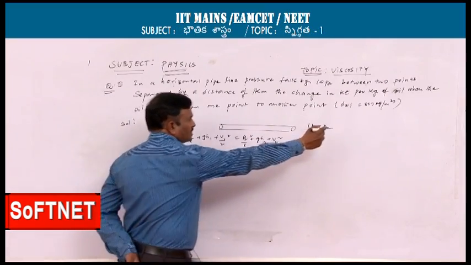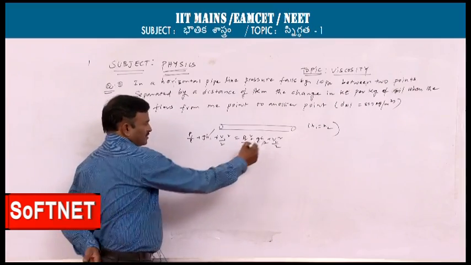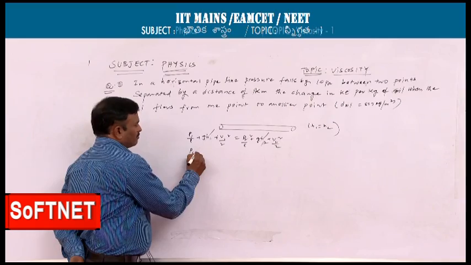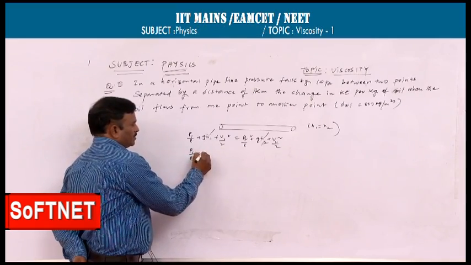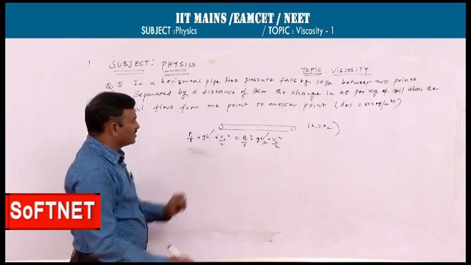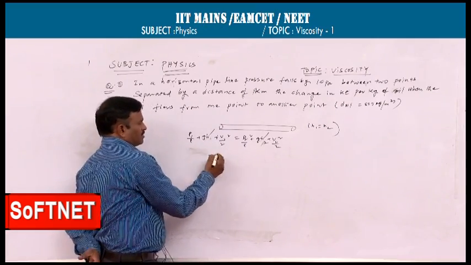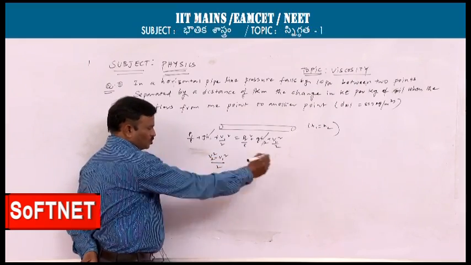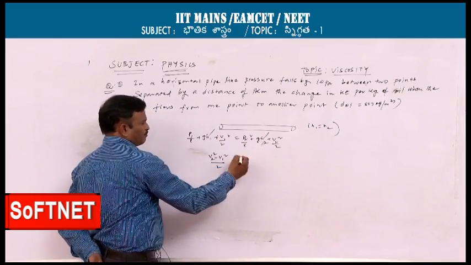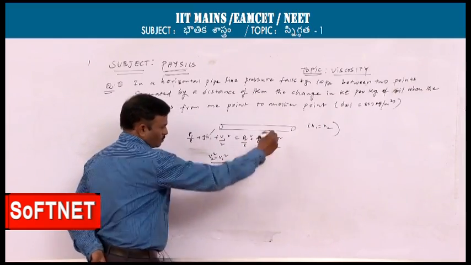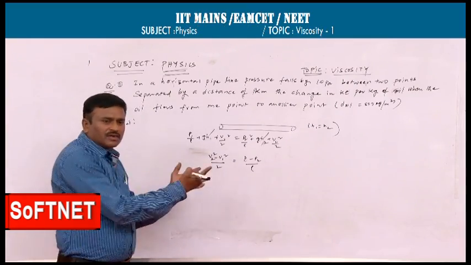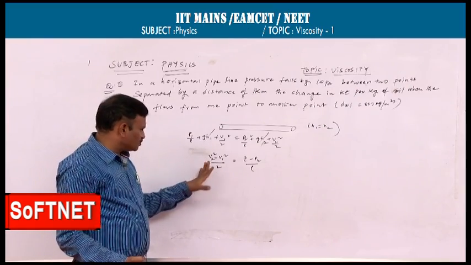Here, as H1 is equal to H2, we can cancel these two. P1 by rho minus P2 by rho, or else we can write, as we need the change in kinetic energy per unit mass, or V2 square minus V1 square by 2. V2 square minus V1 square by 2 equals P1 minus P2 by rho. Here kinetic energy per unit mass or unit volume, V2 square minus V1 square by 2, this we need.